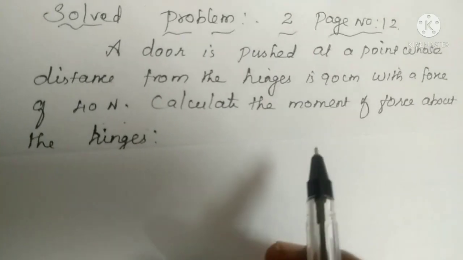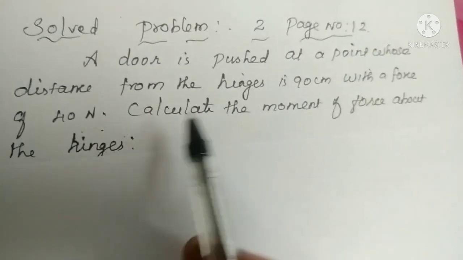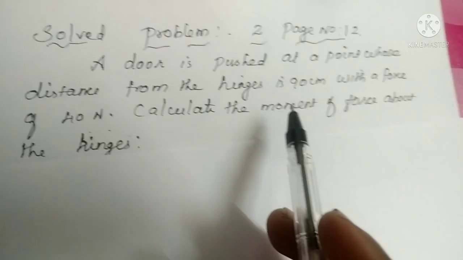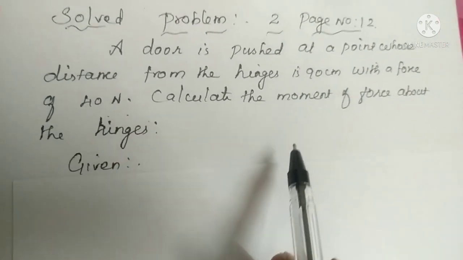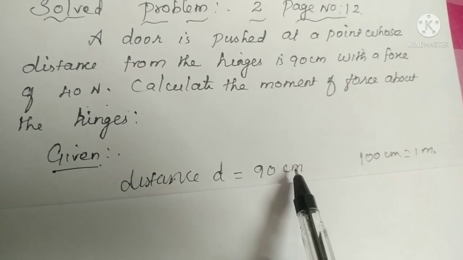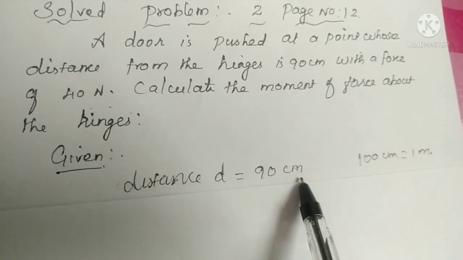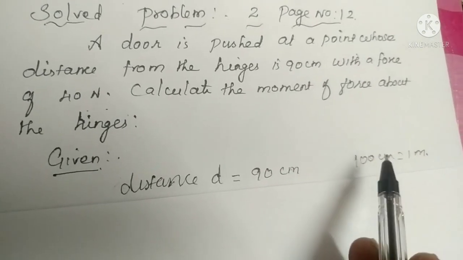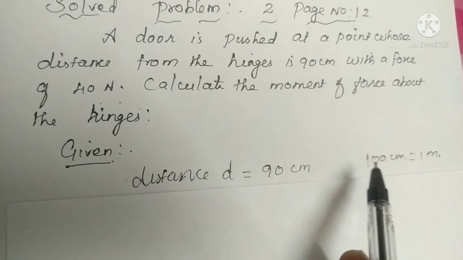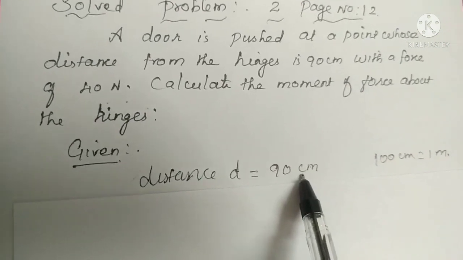First we have to write the given data here. The door is pushed at a distance from the hinges, what is given? 90 centimeter. So first you have to write distance is equal to 90 centimeter. This centimeter we have to convert into meter. You all know that 100 centimeters is equal to 1 meter.